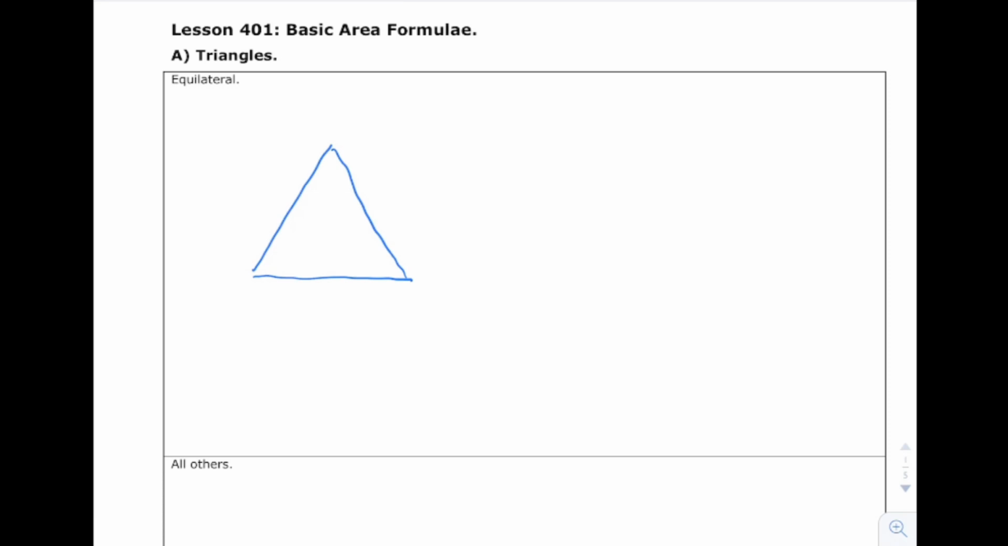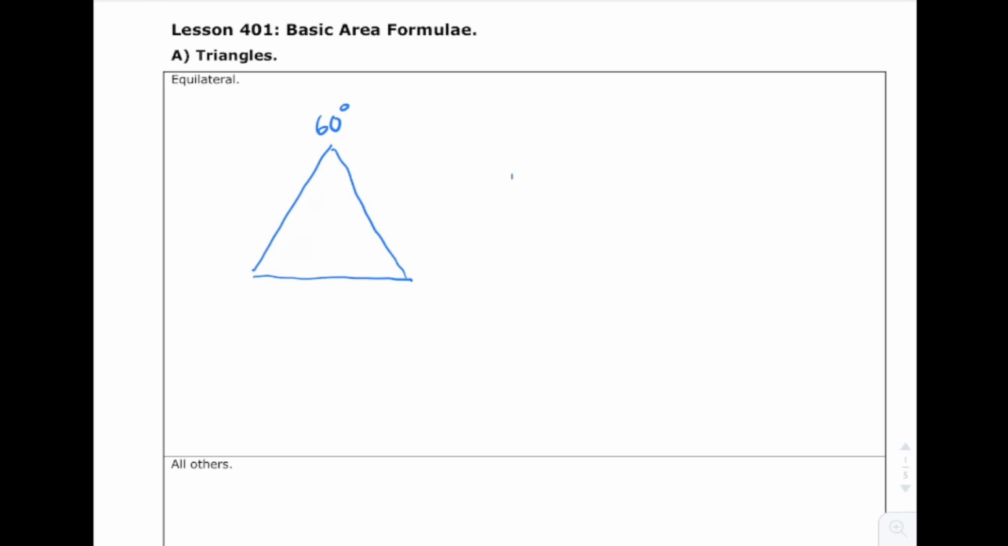By the way, all of these angles are 60 degrees, because you know that there's 180 degrees in a triangle. So if there's 3 equal angles, 180 divided by 3, they must all be 60 degrees.